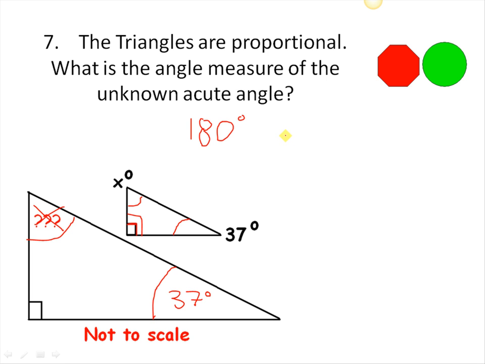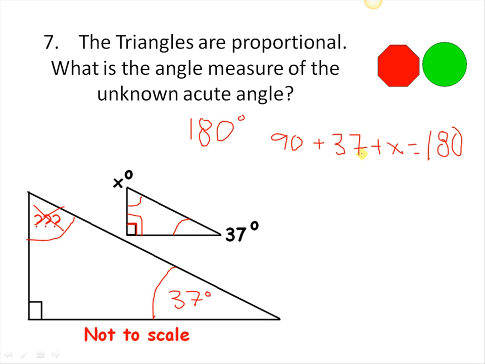So we have 90. I'm going to leave off the degree marks because we know we're dealing in degrees. That's a little sloppy, but I'm going to do it this time. 90 plus 37 plus x equals 180.